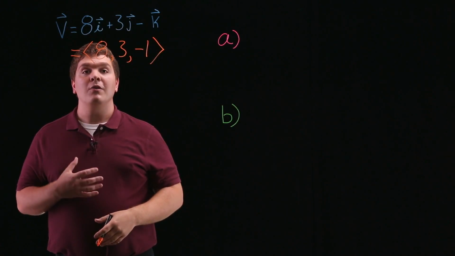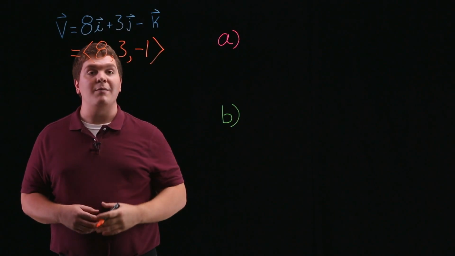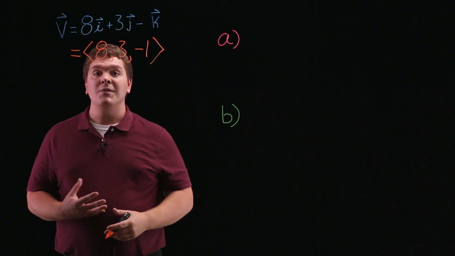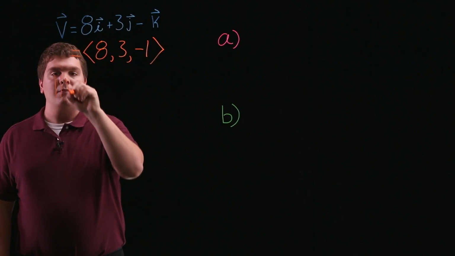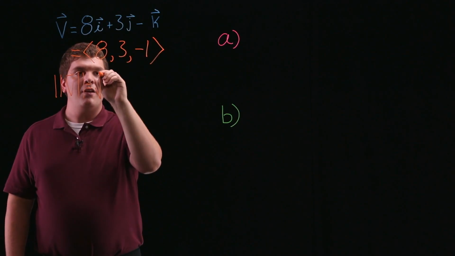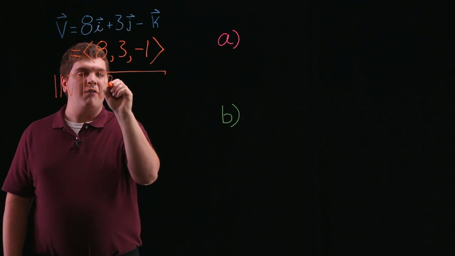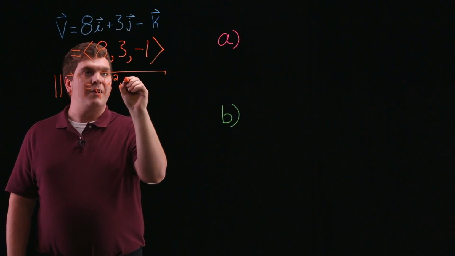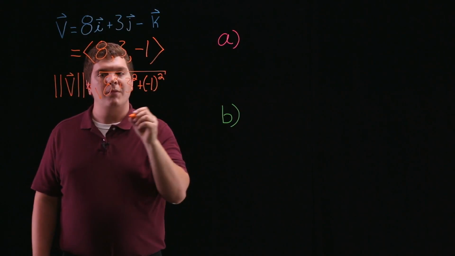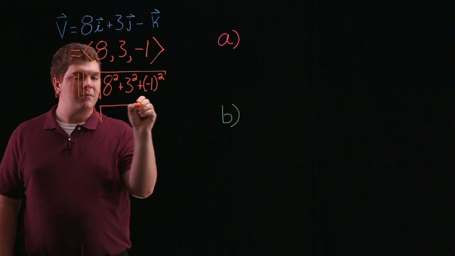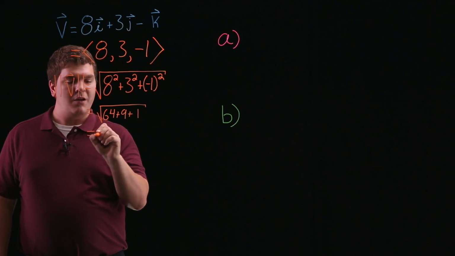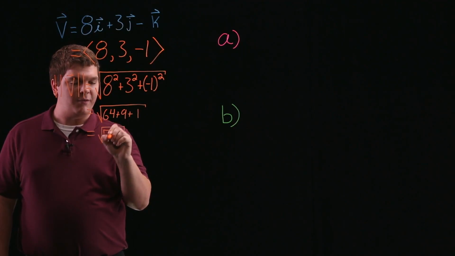And since we're looking for a unit vector with the same direction as v and a unit vector with the opposite direction of v, we'll want to find the magnitude of v. So let's start there. The magnitude of our vector v is going to be the square root of 8 squared plus 3 squared plus (-1) squared. So this is equal to the square root of 64 plus 9 plus 1, which is the square root of 74.